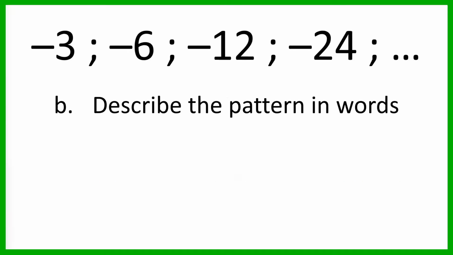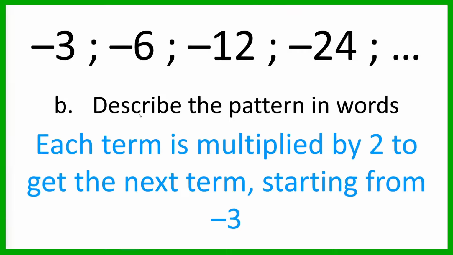Okay, for the next question, we need to describe the pattern in words. So when we describe this pattern in words, what we need to do is explain how we get from one term to the next. The way that we get from one term to the next in the pattern is we multiply by 2. So the first thing we're going to say is that we're going to multiply by 2. So each term is multiplied by 2 to get the next term.